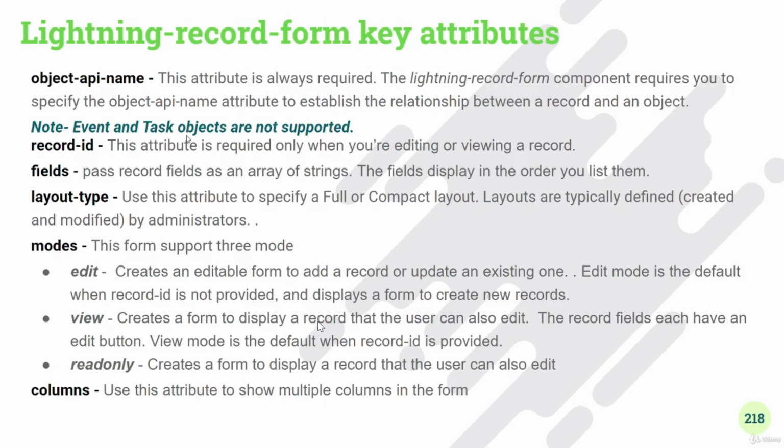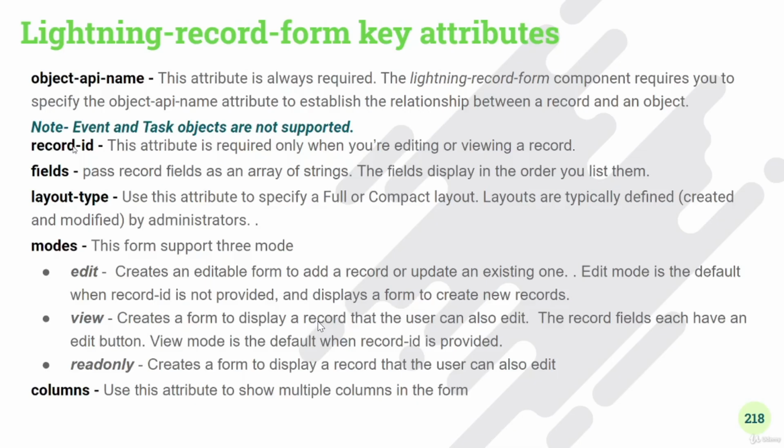The second attribute is the record ID. This attribute is required only when you are editing or viewing a record. For creating, it's not required, but for editing or viewing with the Lightning Record Form, this attribute is very much needed. Then we have the fields. We have to pass the fields as an array of strings. Fields tell the form which fields you need to render, and they display in the order you list them in the JavaScript.